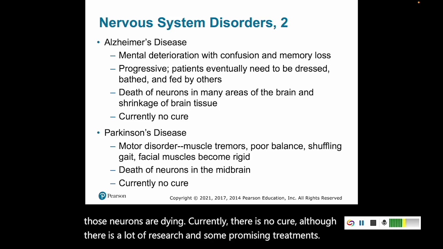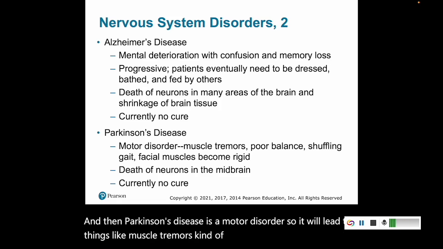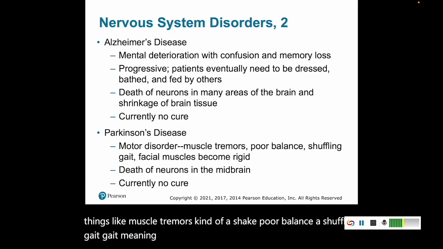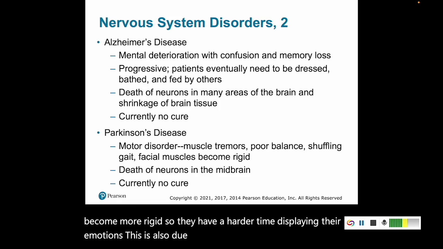And then Parkinson's disease is a motor disorder. So it will lead to things like muscle tremors, kind of a shake, poor balance, a shuffling gait, meaning how they're walking. Their facial muscles become more rigid, so they have a harder time displaying their emotions. This is also due to neurons in their midbrain dying, and currently there is no cure.